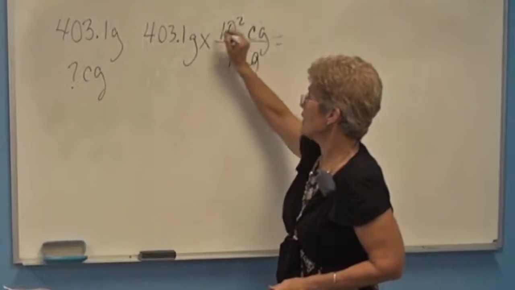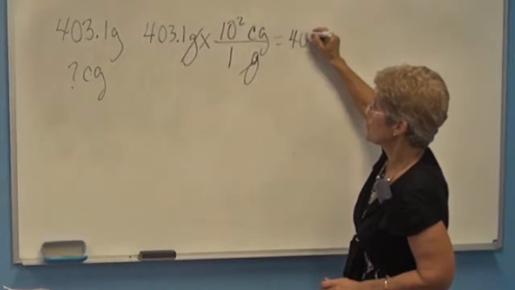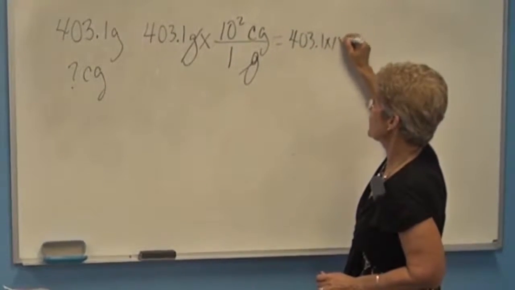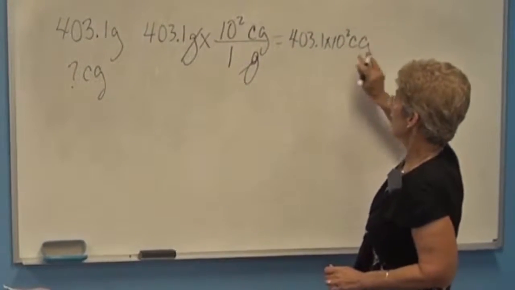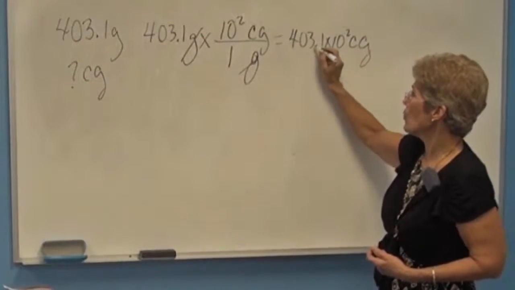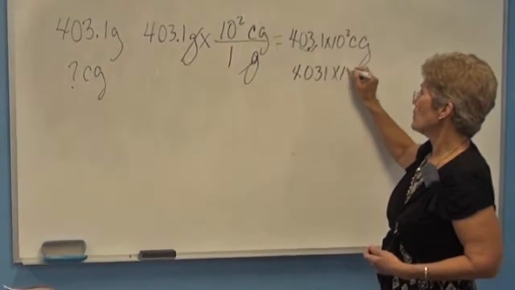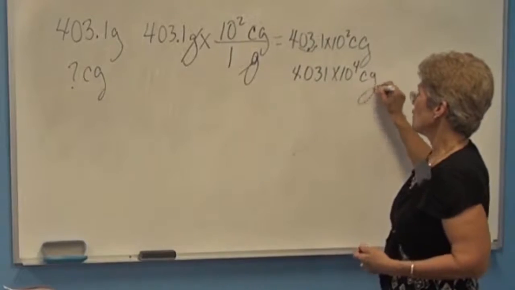Okay, so then this is going to cancel, and we will be left with 403.1 times 10 to the second, and then we would want to put that in proper scientific notation, so we would move this over, so it'd be 4.031 times 10 to the 4th centigrams.